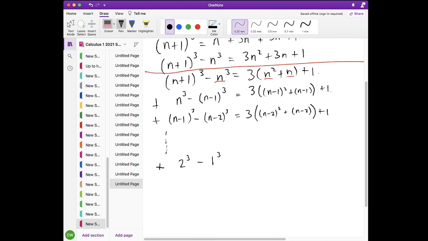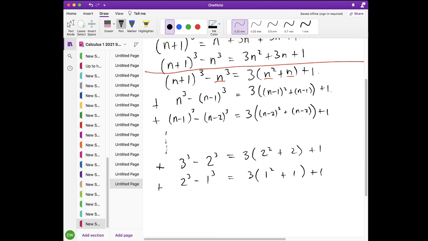Let's maybe do one more before this. 3 cubed minus 2 cubed, and then 2 cubed minus 1 cubed. So what is this going to be? It's 3 times 2 squared plus 2 plus 1. And this one would be 3 times 1 squared plus 1 plus 1. Okay, so does anybody see the trick?